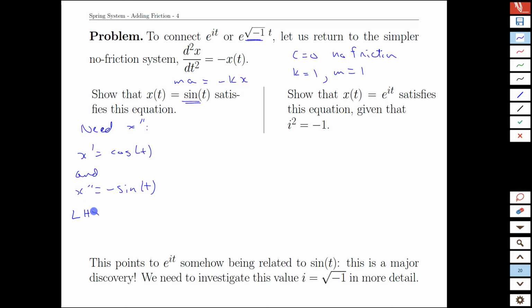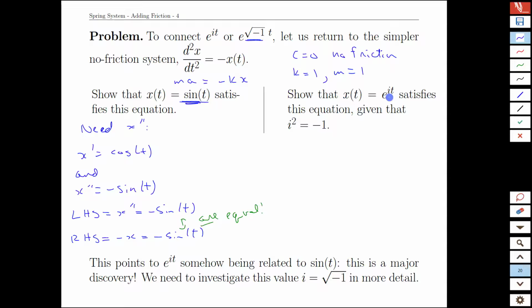So our left-hand side is equal to x double prime, which is negative sine of t. Meanwhile, our right-hand side is equal to negative x, but we said x was sine of t, so negative sine of t. So these things are equal, and if that's the case, we have something that satisfies the differential equation.